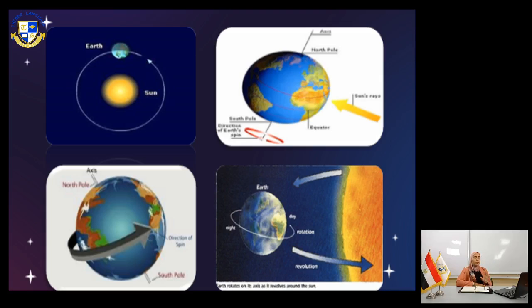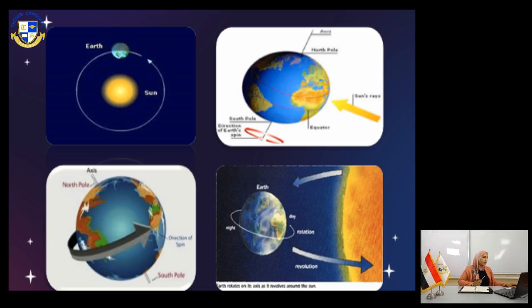Here we have some pictures of the earth, the sun, and we find the earth that has an orbit. Orbit is like a path. Do you know the road that the cars move on? The same thing, each planet in the solar system has an orbit, a path that goes around the sun. The sun stands still, and all the planets move around.